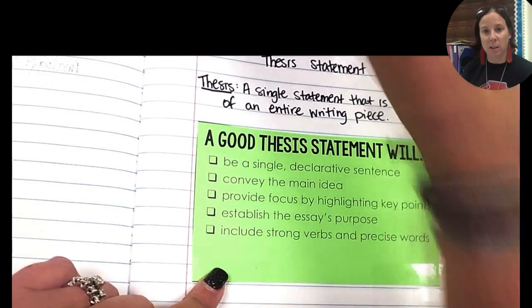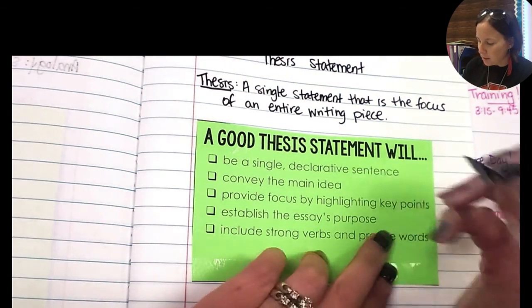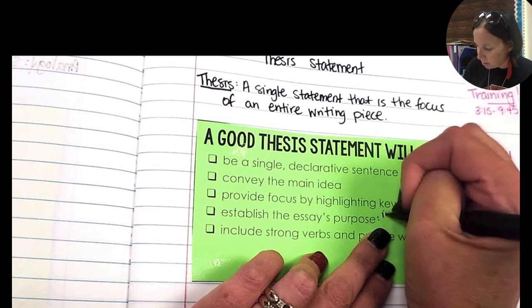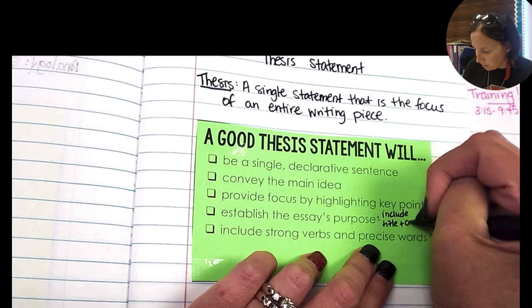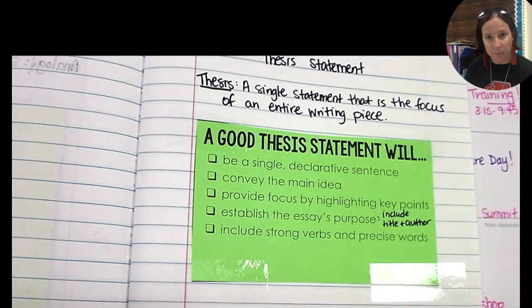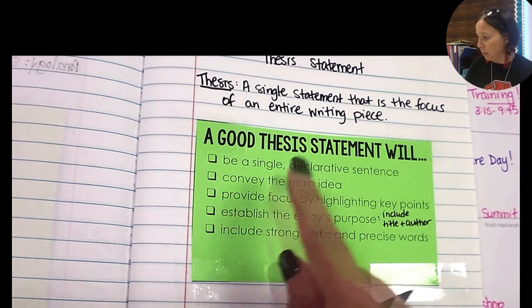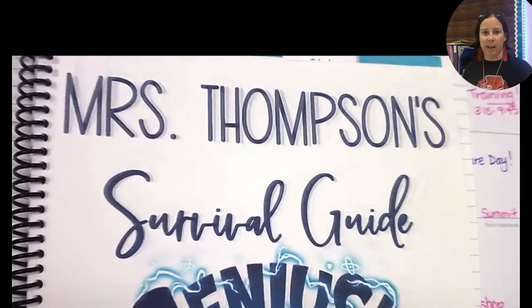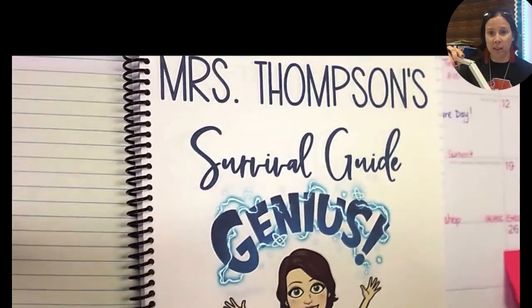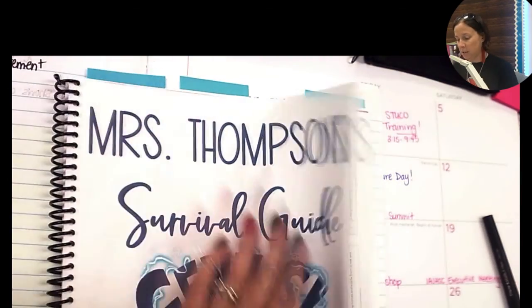Okay, so here's some other things that we need to make sure. When you establish the essay's purpose, make sure you include the title and author. Okay. And now I'm going to show you some other resources, and we're going to talk about this a little bit more, okay? So here's what I'm pulling out. I am pulling out Mrs. Thompson's Survival Guide. Okay, so this is the other place that you can go other than your ISN for when you guys are working on thesis statements.